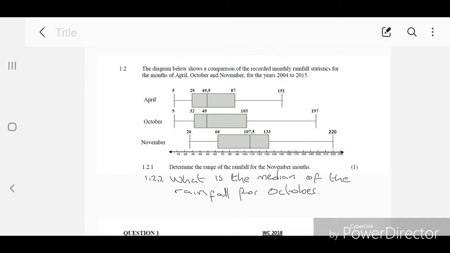I've decided that we do videos instead of a Zoom class, and then you will watch this video. Okay, so these are box and whisker diagrams and problems related to them.